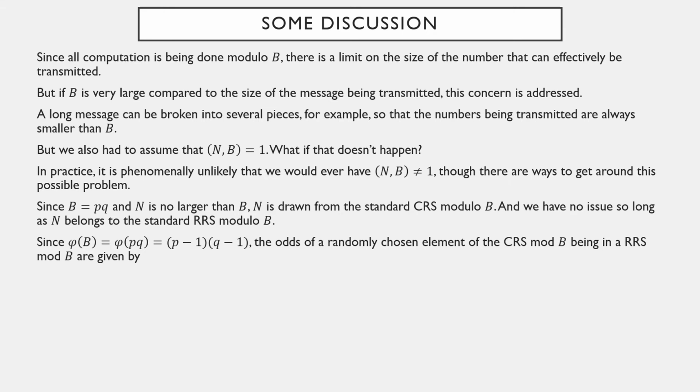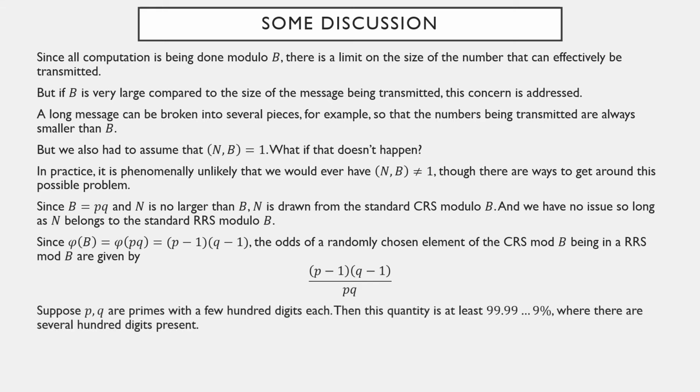So if I pick at random an element of the complete residue system, there are b possible choices. How many of them are relatively prime to the base? (p minus 1) times (q minus 1) of them. So what are the odds of randomly choosing something and having success, having it actually be relatively prime to the base? Well, there were (p minus 1)(q minus 1) things that were relatively prime out of p times q total things to choose from. Now, if p and q are primes with a few hundred digits each, then each number, (p minus 1) over p and (q minus 1) over q, is very, very close to 1.